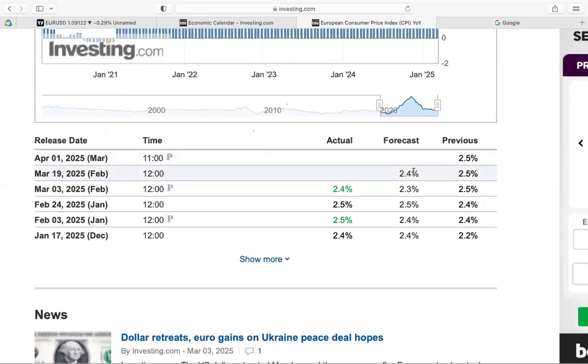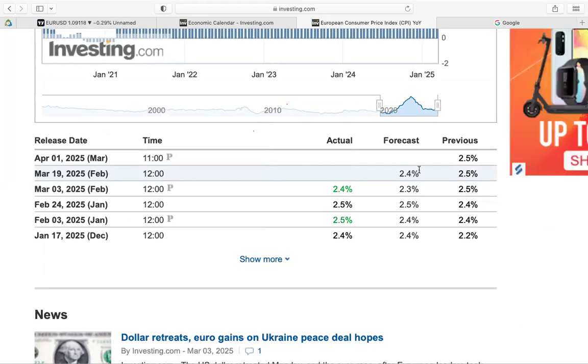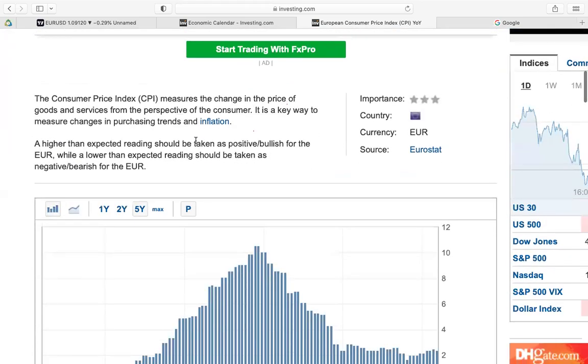So that statement is talking about this forecast, right? Don't worry about the actual. Let's talk about this forecast. The statement is talking about what? About this forecast. So if this forecast was to be high, we would consider doing what? Going bullish for euro. Do you guys understand what I'm saying? So, in fact, let's read the whole paragraph. While a lower than expected reading should be taken as negative, bearish for the euro.